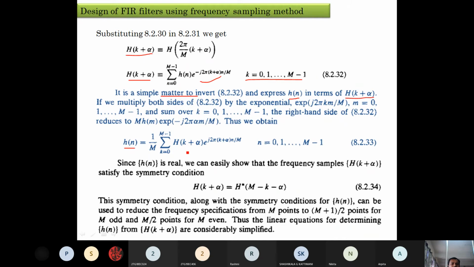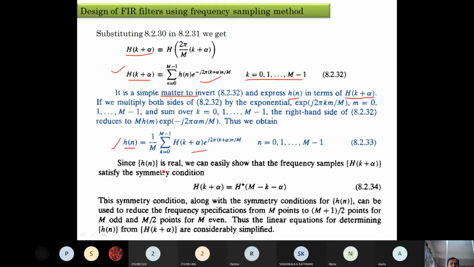h of n is, we are familiar with this equation, 1 by M, the IDFT you may say. It is 1 by M summation k ranges from 0 to M minus 1 of H of k plus alpha times e to the power minus j 2 pi (k plus alpha) n divided by M. If you say it is the DFT of h of n, then the IDFT of H of k plus alpha is nothing but h of n.